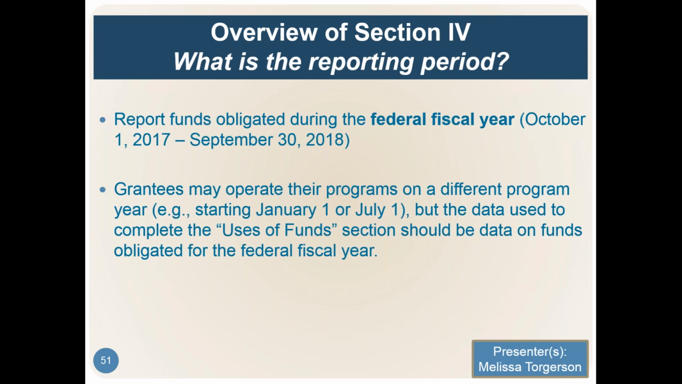So the reporting period, once again, is very important for those of you who may have a different program year or program contract year than the federal fiscal year, which is October 1st, 2017 to September 30th, 2018. Any data used to complete the uses of funds section should be data focused on the funds awarded during the federal fiscal year period.